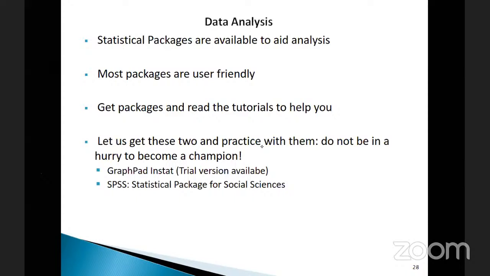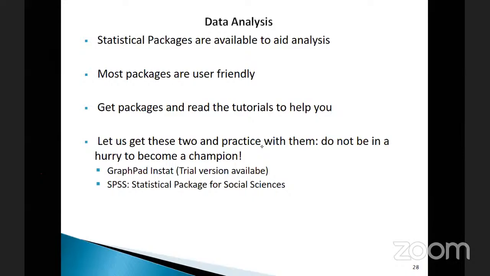So there are two packages I'm recommending. GraphPad Instant. Trial version is available. One good thing about GraphPad is that it's a small package, so you can copy it on a flash drive. You can start with the trial version, and then you can use it to determine means, to compute basic statistics. You can also use it to do student t-test. You can use it to do chi-square. You can use it to do ANOVA and things like that.